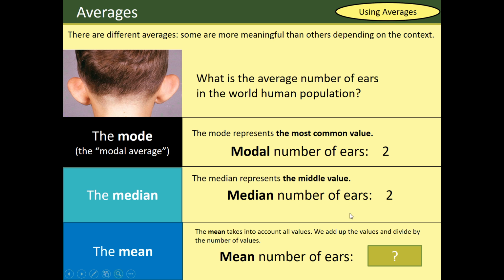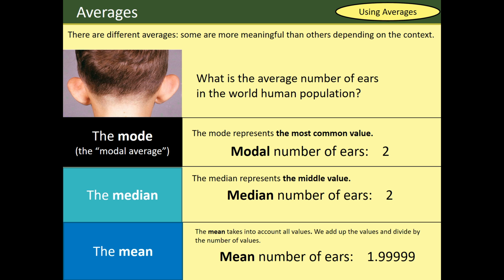And then the mean takes into account everything that we've got. So we add up the values and divide by the number of values. So the mean number of ears per person is 1.99999. Because, well, most people have 2. The very few people who have 0 or 1 will cause that average, that mean, to end up being less than 2.